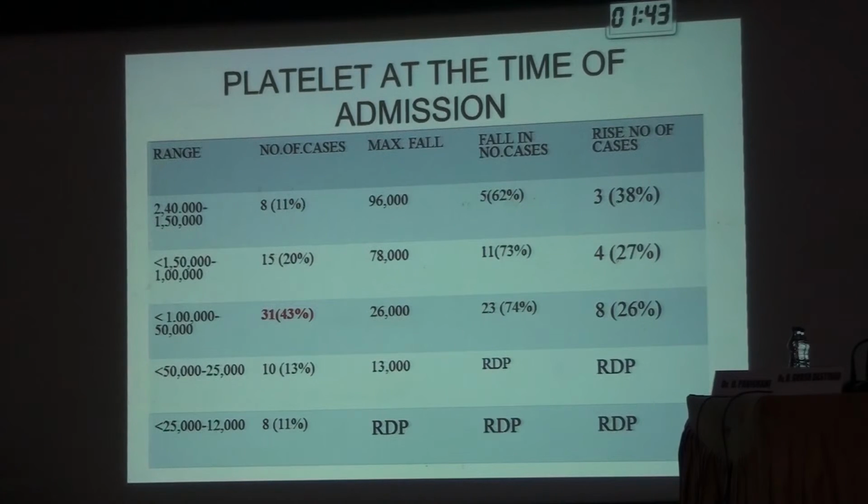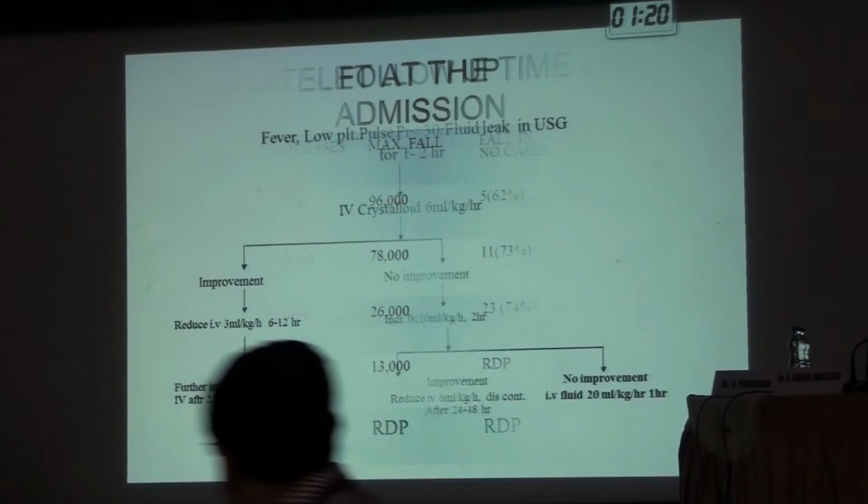Platelet administration. It is important to note only 8 of the patients had received platelets. People with platelet count of around 1 lakh to 1,50,000 dropped to 78,000 at best, and 73% of them had this drop. Remaining were pretty fine. People with platelet less than 25% was only 8. So those cases received the platelet transfusion.